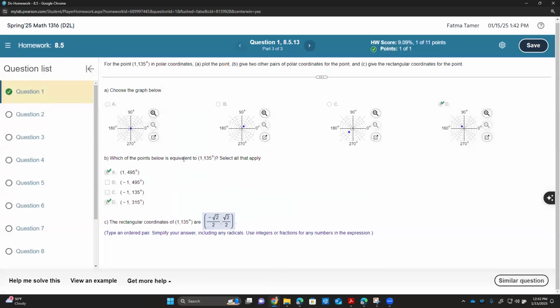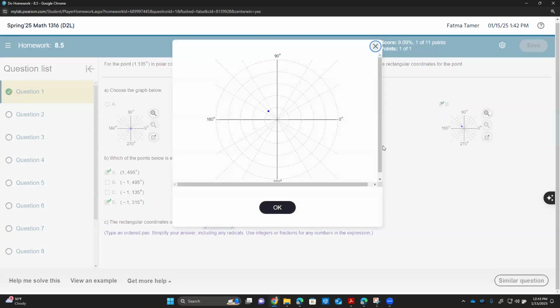The next question is, which of the points below is equivalent to these points? Whenever the angles are more than 360 but coterminal, and you're keeping the same r value, they will always be the same point. So when the angle is 495, we start from the same angle. When I finish my first tour, I complete my 360 degrees, but for 495, I have to go 135 more. So I end up on the same line, and the r value is still 1, so this shows me the exact same point.